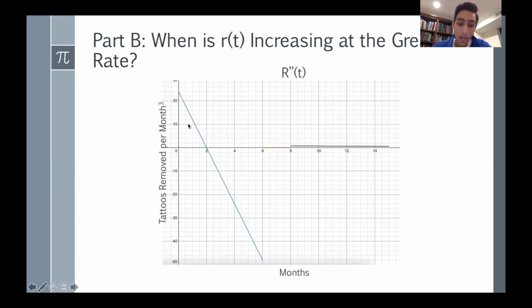At r double prime of 1, you can see that the graph is positive, which means that r prime is increasing. At r double prime of 2, it's 0, which means the graph of r prime levels off. And at r double prime of 3, it's negative, which means r prime is decreasing. So the graph of r prime increases up until 2, levels off, and then starts decreasing, which indicates a local maximum. Now we have to figure out whether it's an absolute maximum.